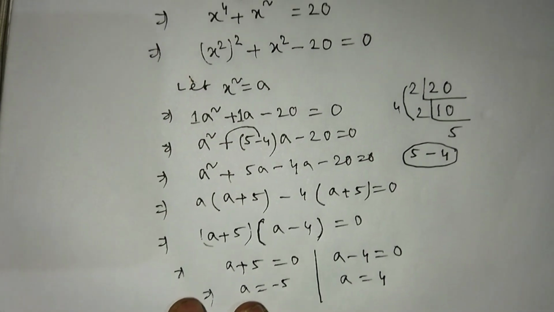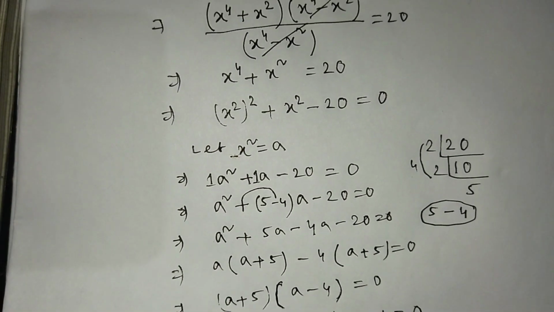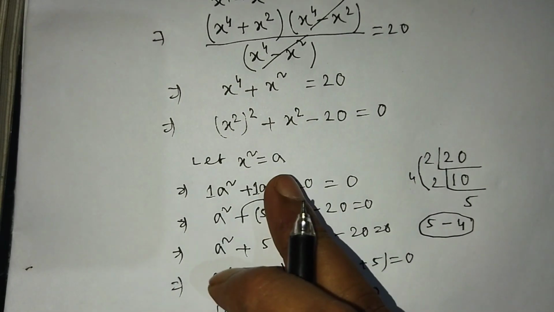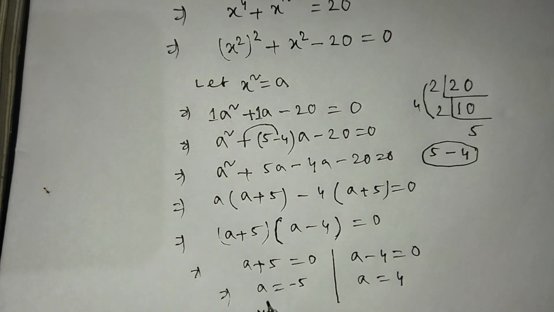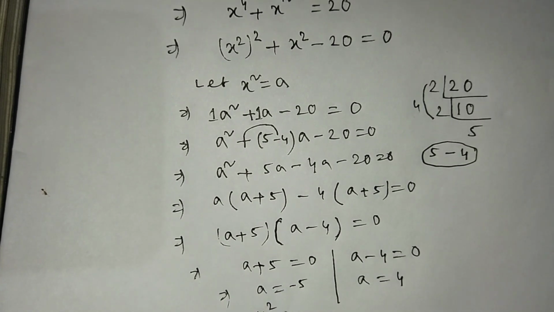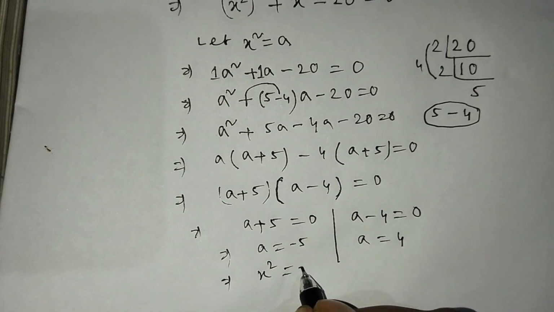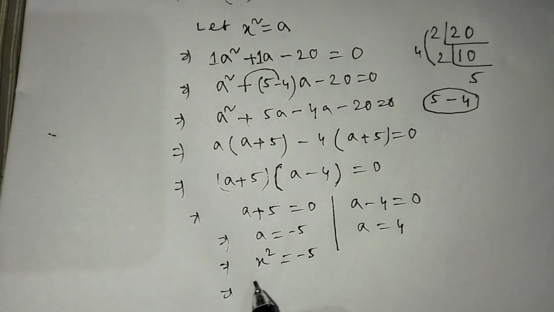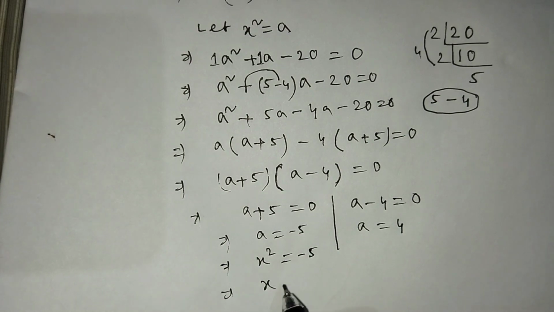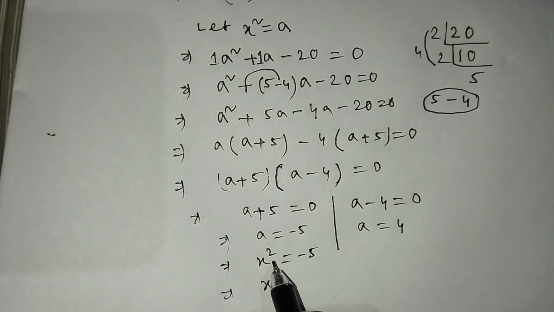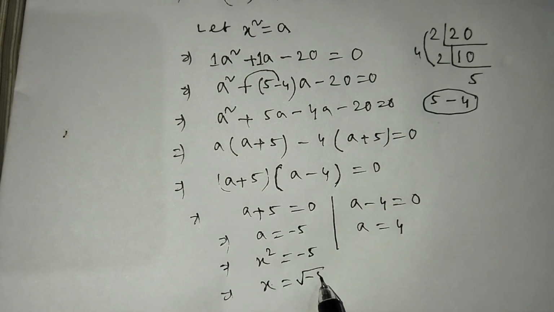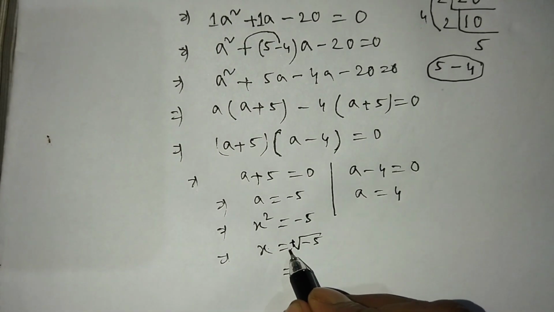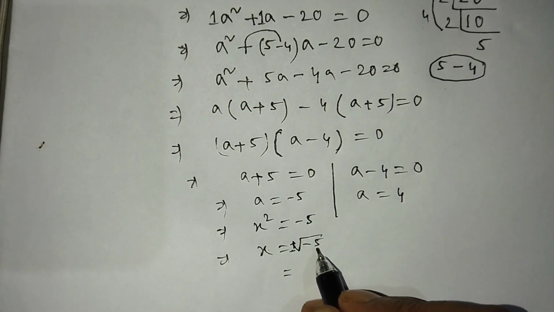Okay, but we have to find the value of x. So again we have to put the value of a. So in the place of a we have to write here x square. Okay student, x square is equal to minus 5. So student, then the value of x will be, if you transpose the power from left side to right side, so student, the value of x will be plus minus root over of minus 5.